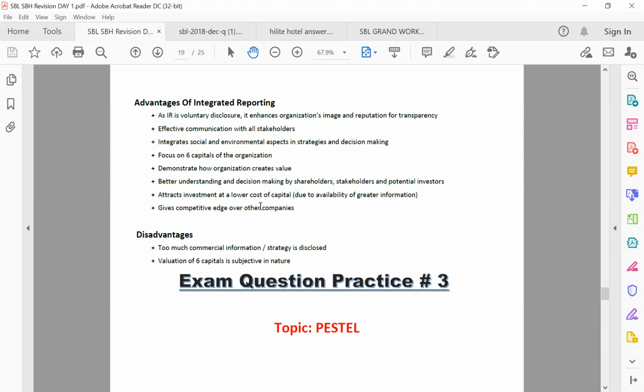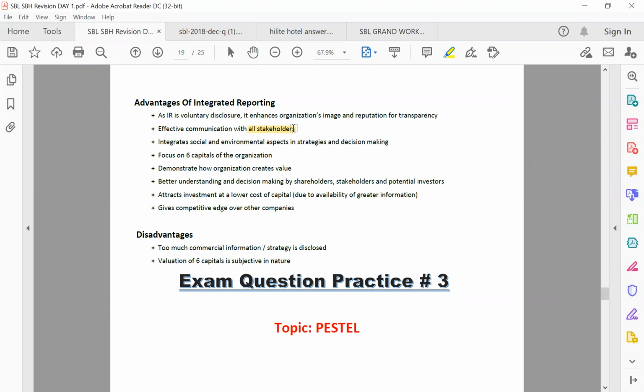It enhances the organization's image and reputation of transparency. Effective communication with all the stakeholders. Basically, let's suppose there might be a type of stakeholder who is not interested at all in the financial statement of the company. He wants the society to work better. So what are you doing in order to satisfy that type of stakeholder? Integrated reporting will have an answer for each and every one of you.